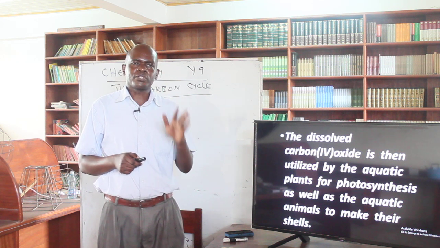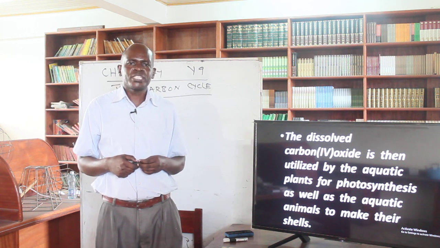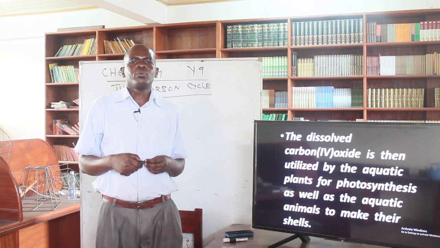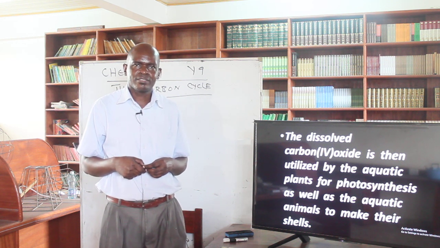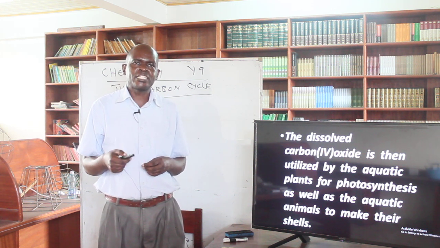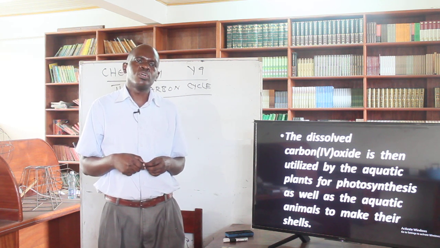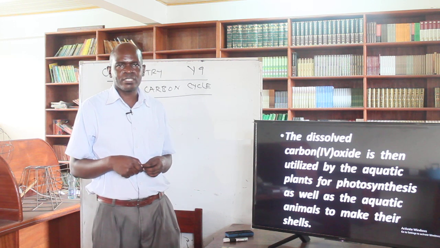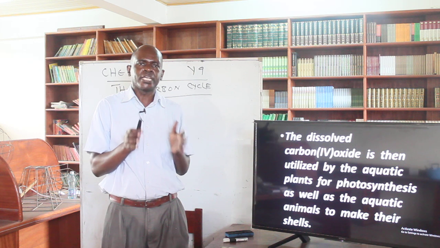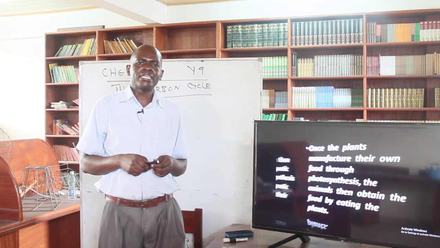Now, apart from photosynthesis in the water, some aquatic animals use this particular carbon dioxide to make their shells very hard. Some of them combine with calcium oxide or calcium hydroxide inside the water to form calcium carbonate that forms the shells. These shells protect the animals which are fragile from the invading predators.